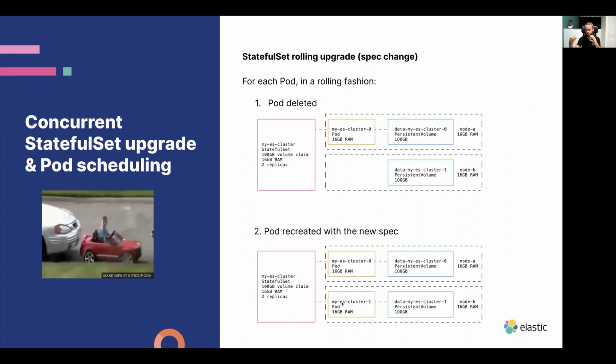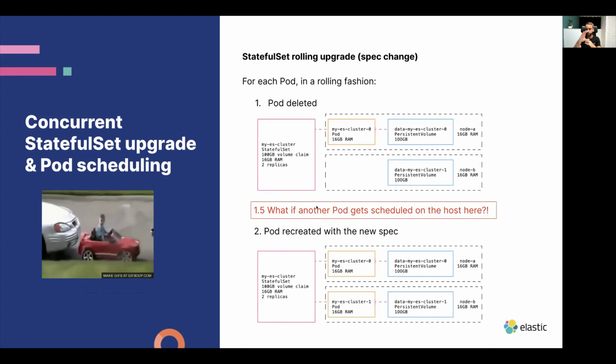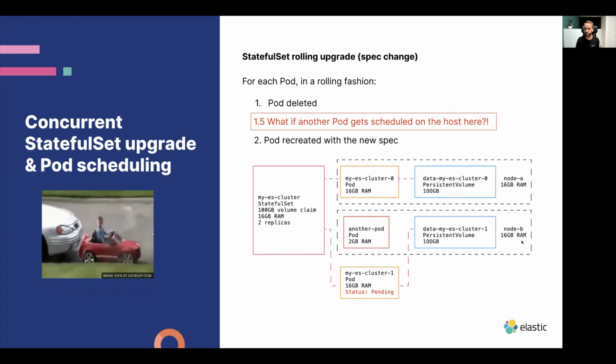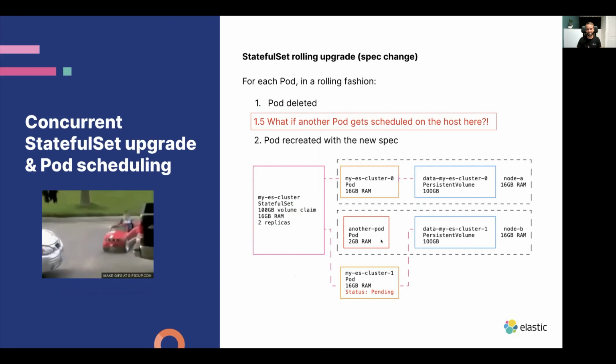But what if in the middle of those 2 operations that are not atomic, another pod gets scheduled on that empty slot? And that can really happen. Say this host has 16 gigs of RAM and a new pod gets created in the meantime with 2 gigs of RAM. Then when the StatefulSet controller tries to recreate pod number 1 that has been updated, that pod cannot be scheduled on the same host because something else took the empty space. And then you're in a really bad situation where you just wanted to upgrade one StatefulSet, but one of the pods stays pending.